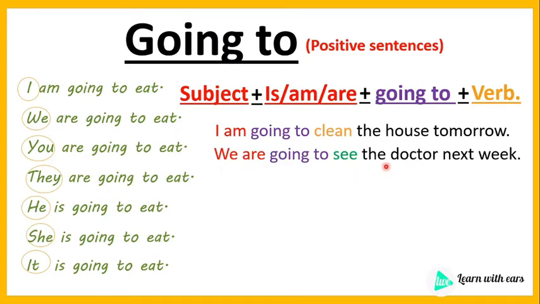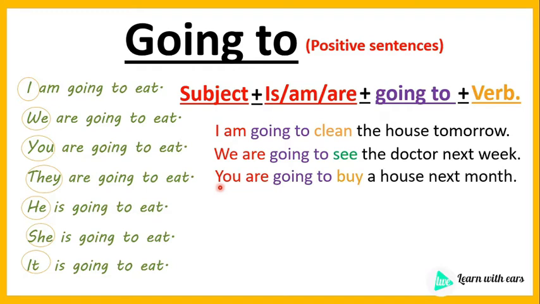We are going to see the doctor next week. We is a subject, then are. With we we are using are because we is a plural subject. After that, going to, then the verb. See is a verb. And then additional information. Now let's see the next sentence. You are going to buy a house next month. With you, are, then going to, after that the verb, and then additional information, a house next month.